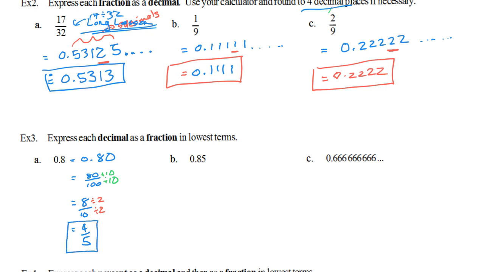So now let's take a look at 0.85. So here is the rule. Remember, this portion is the tenths, and this portion is hundredths.